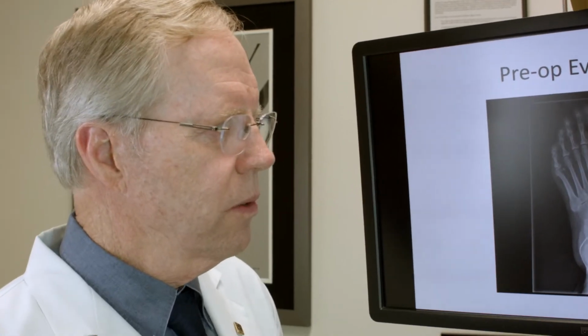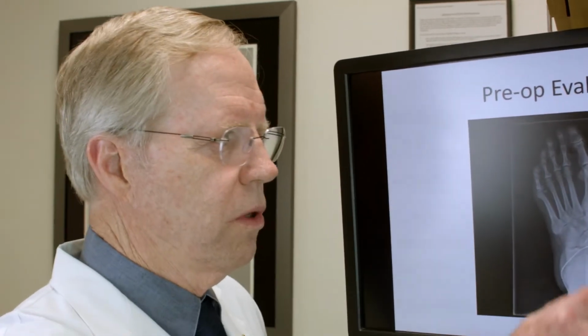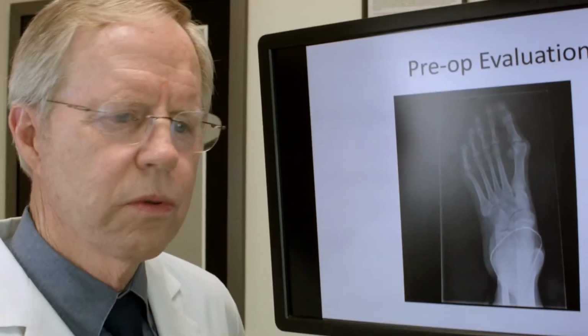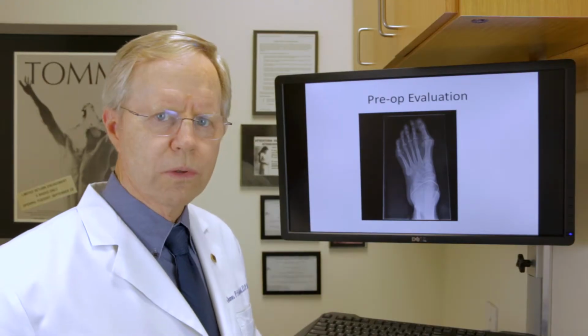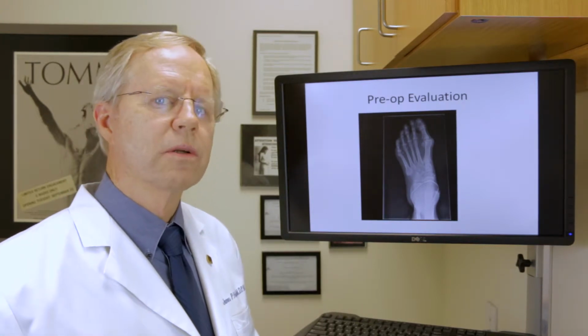Now, when we evaluate this, again, we measure the angle between the first and second metatarsals. Normal angle is 8 degrees. This person has a 16-degree angle. We also measure the angle between the first metatarsal and the big toe. Normal is 12 degrees. This person had a 30-degree angle, so she was well into bunion territory.